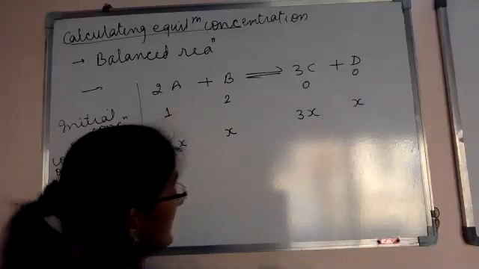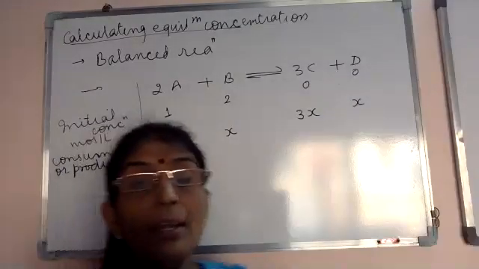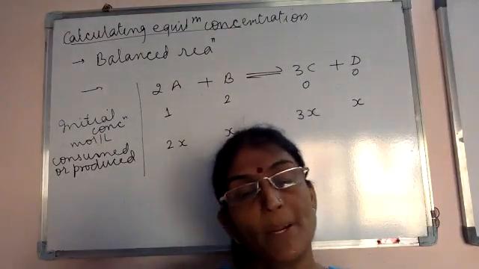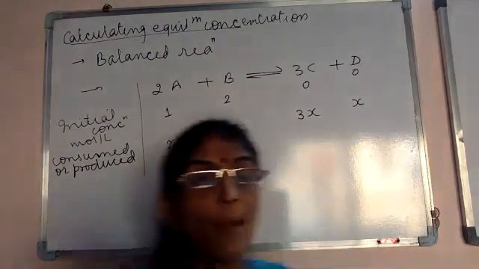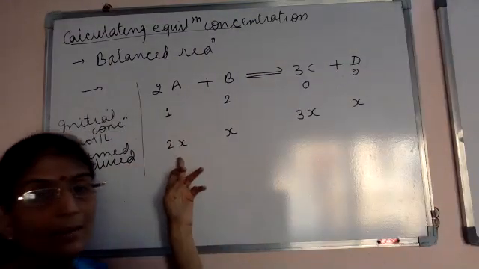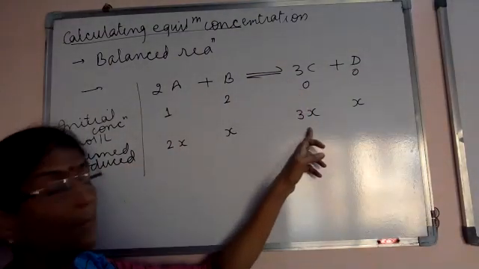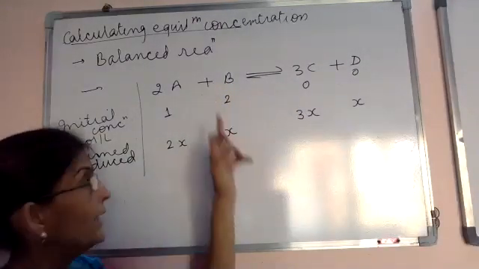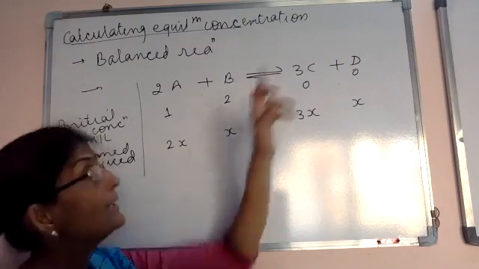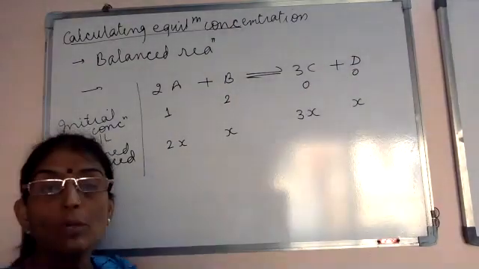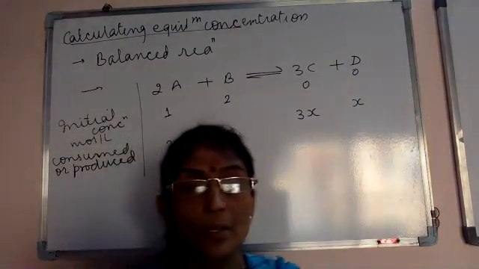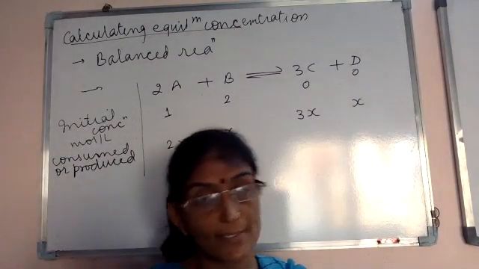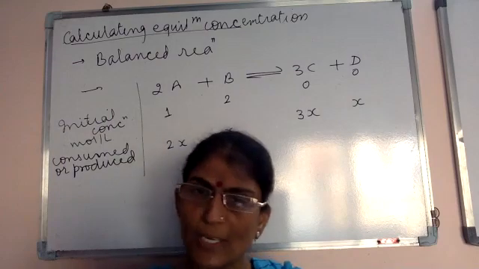How much is consumed and how much is produced at equilibrium depends on the stoichiometric coefficient. See, where there is 2A, I have written 2x; where there is 3C, I have written 3x; where there is only 1B, the stoichiometric coefficient is 1, I had written only x. So according to the balanced equation we have to write this step. If it is 4x, write 4x.